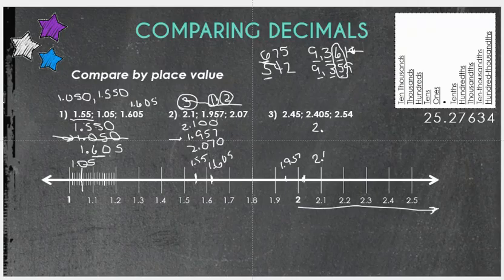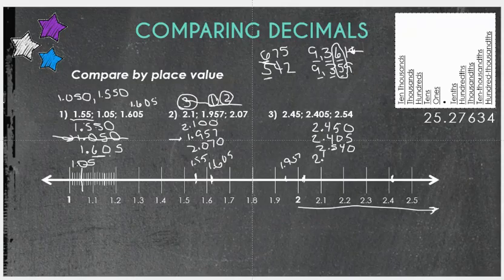Okay. All right, 2.45. Ooh, a lot of these have a lot of digits that are similar. 2.45, 2.405, and 2.54. I'm going to add a 0 to both of these, so we have the same number of digits in each case. These are all 2, so when I compare the ones place, none of them stand out. They're all 2. And then here we have 450, 405, 540. So 405 is the smallest.